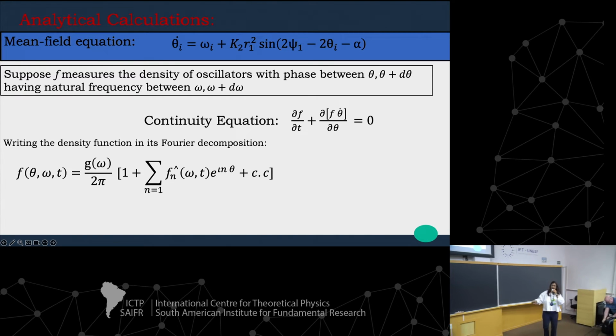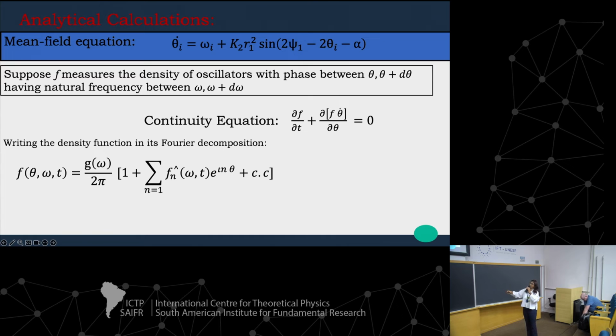So because of that normalization constant, you get g(omega), which is nothing but the intrinsic frequency distribution. So this is the normalization. From normalization, you can get this quantity. And this is a simple Fourier expansion.